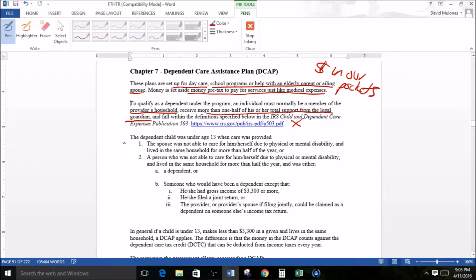You can see a couple things here, like the dependent child was under 13 when care was provided. The spouse was not able to care for him or herself due to mental disability or lived in the household for more than a year, or the person was not able to care for him or herself due to physical or mental disability and lived in the same household for more than half the year and was neither a dependent. I don't want to have to read through all this, but there are certain parameters that you have to follow, and you can read through them very quickly and see if this is something that would actually provide for you.